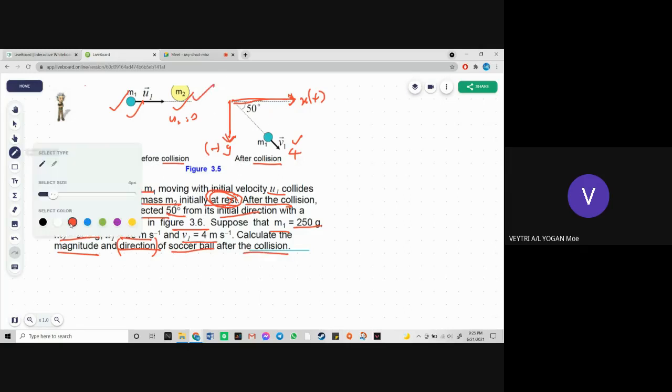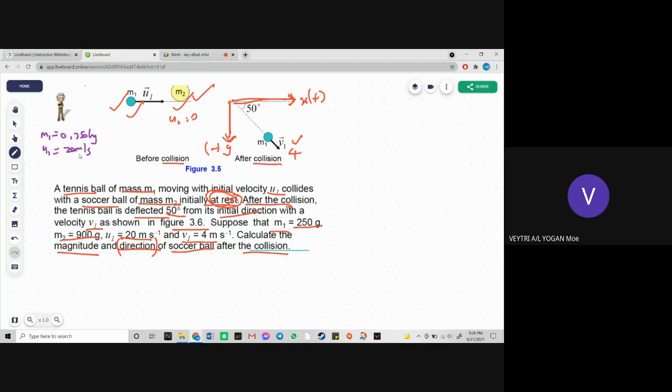Okay. Now, number one, what you got to do? Extract informations. Number one, that is very, very important. M1, tulis cepat-cepat. Because extracting information would not take much time. Just make sure you guys know which one is for which one and that is good enough. 0.250 kilogram. Why? 250 gram tukar kepada kilogram. You get 0.250 kilogram. Okay. Next. Initial velocity for 1, which is 20 meter per second.